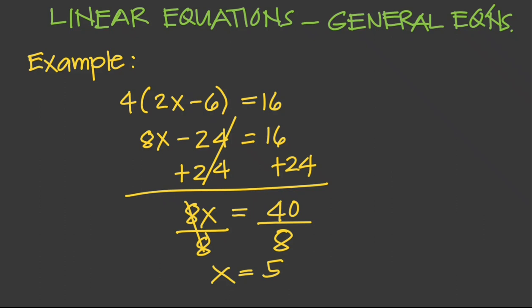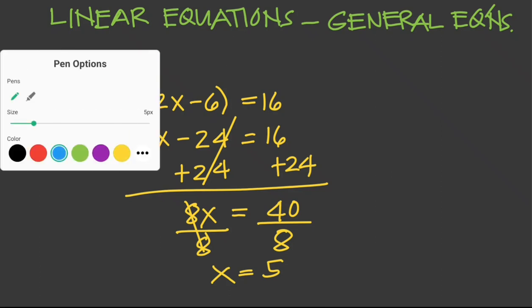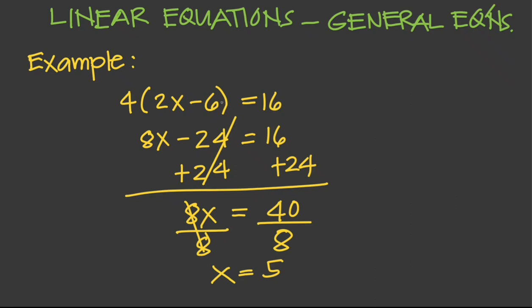So often the parentheses can get in the way of solving an otherwise easy problem. So we need to get rid of the unwanted parentheses by using the distributive property. Say for example, this problem here. We're given 4 times 2x minus 6 equals 16. So the expression 2x minus 6 is inside the parentheses. To get rid of the parentheses, we just have to distribute 4 to each term of 2x minus 6.